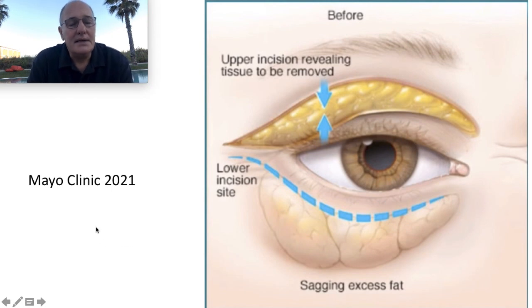Nothing has changed. Most of the plastic surgeons around the world are performing the same technique. You can see Mayo Clinic today advertises the same technique. This is the same incision that cuts the skin to look for the lower eyelid fat pads.